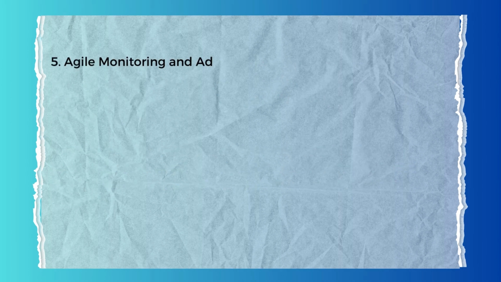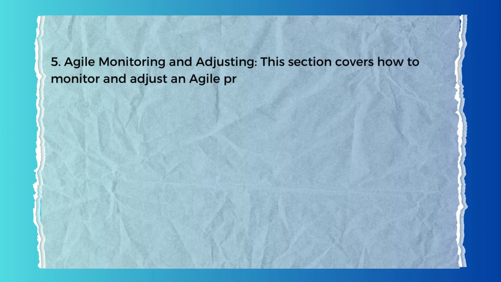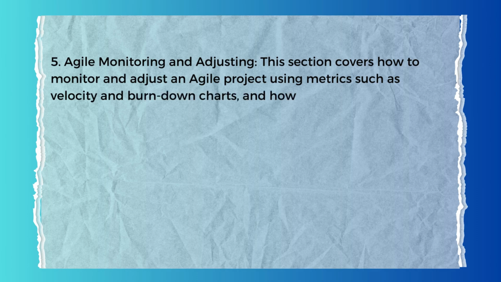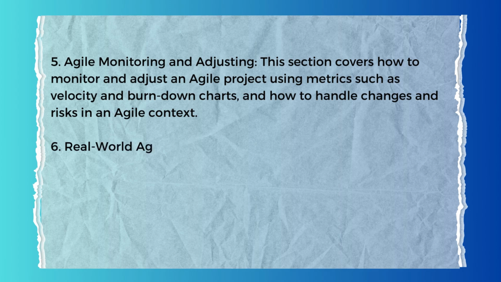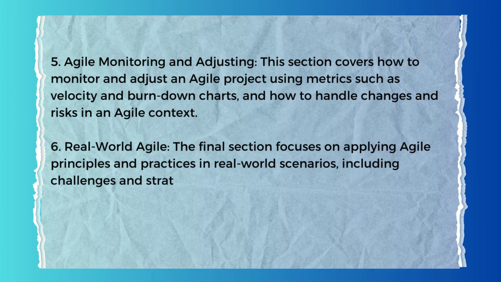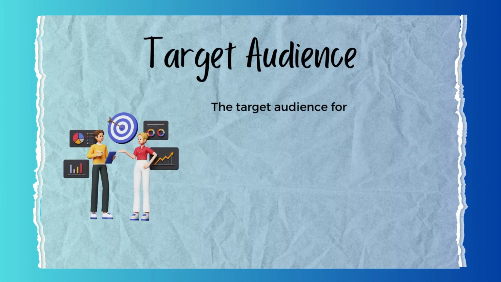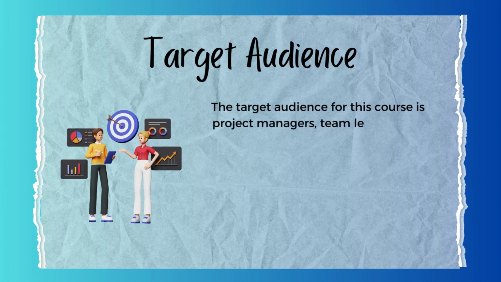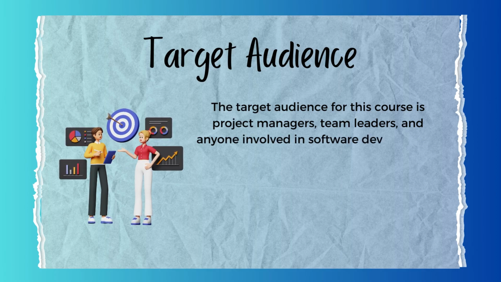5. Agile Monitoring and Adjusting. This section covers how to monitor and adjust an Agile project using metrics such as velocity and burn-down charts, and how to handle changes and risks in an Agile context. 6. Real-World Agile. The final section focuses on applying Agile principles and practices in real-world scenarios, including challenges and strategies for successful Agile adoption.